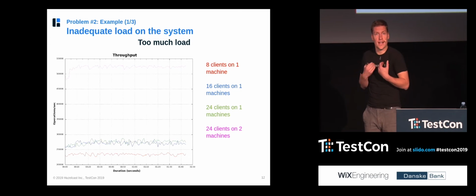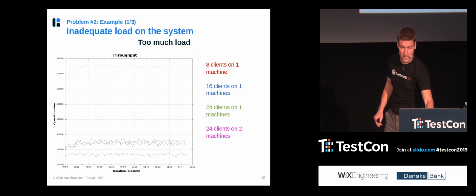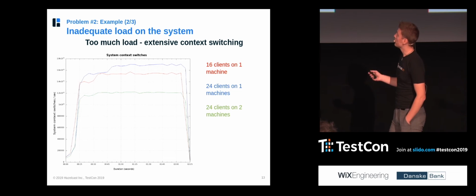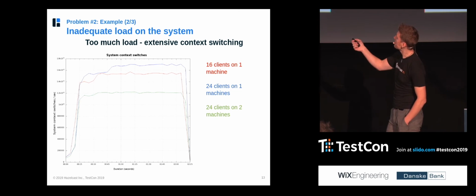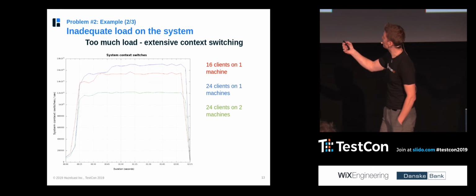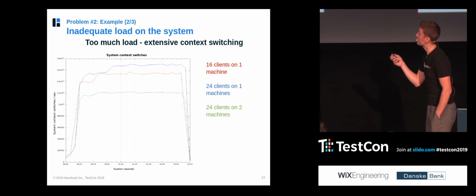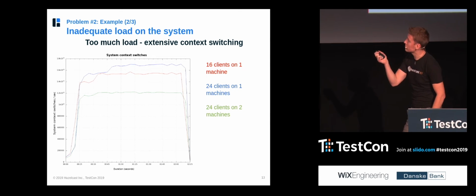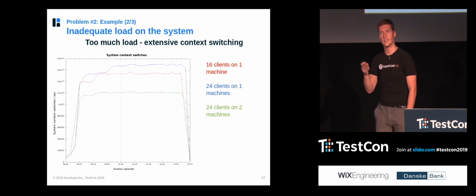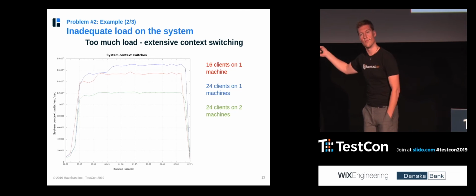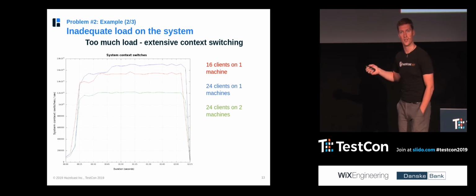Okay, but I just told you, why would you believe me? Let's prove this theory. This is a chart from the same run of system context switches. So you see that the number of context switches for 24 clients on one machine is much higher than 24 clients on 2 machines, obviously, because it's on 2 machines, so it's 12 and 12. But we see that the overhead of context switches is actually causing a fight over resources in that particular system. I have like 10 more charts to back it up, but I don't have the time to show it all, and it's boring.